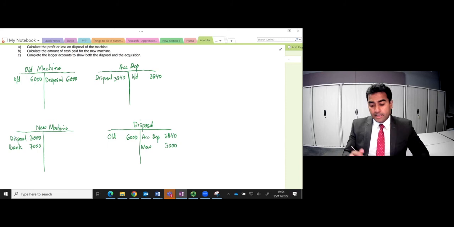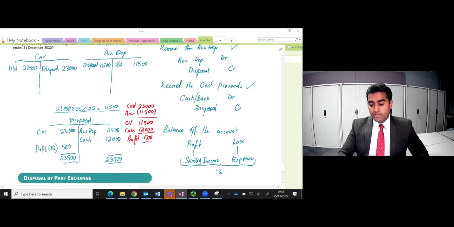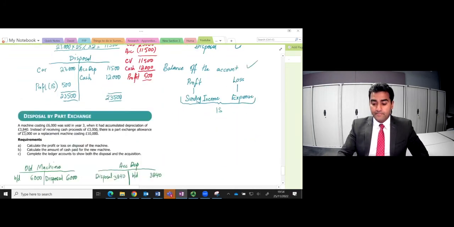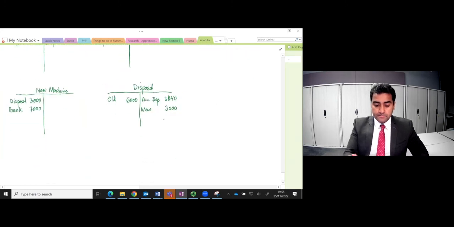The fourth step is to find out whether I have made a profit or loss on this disposal. So I'm going to close this account. I can see that the credit side is heavier, which is £6,840. I'm going to copy the same amount, £6,840. Now working out the difference between £6,840 and £6,000, it is £840, and this is the profit. And this profit will be recorded in the income statement.